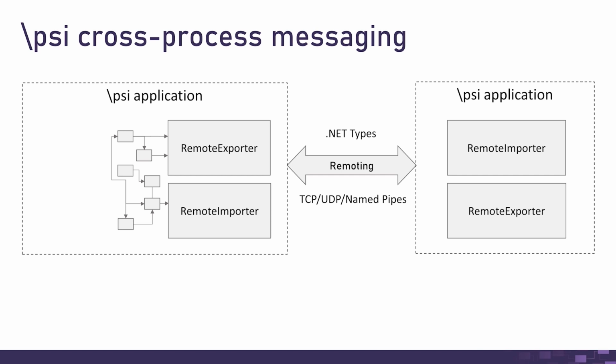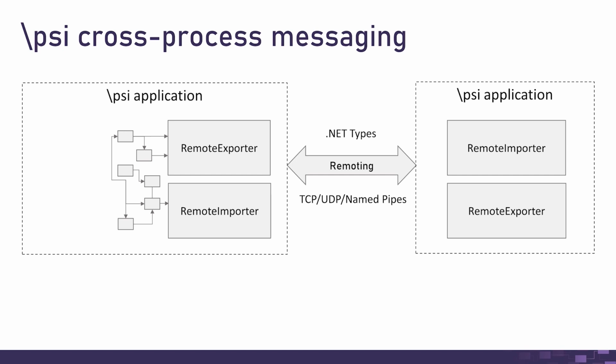So we have remote importers and remote exporters that will shuttle Psi messages over TCP, UDP, or named pipes, and will maintain the fidelity of the .NET types as they go over the wire, and we'll use the super efficient serialization mechanisms already built into Psi. Also supports back pressure and intermittent and late connections with replay, a bunch of interesting features. So that's what you really should use to communicate between Psi processes.